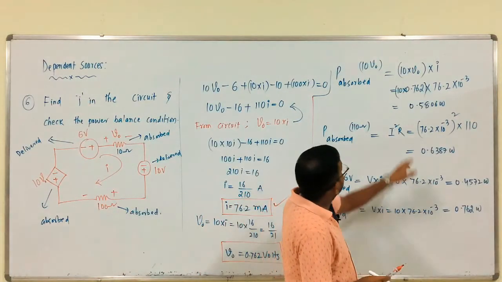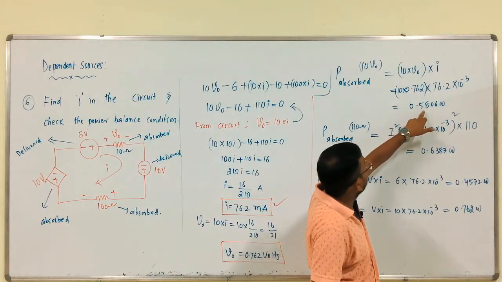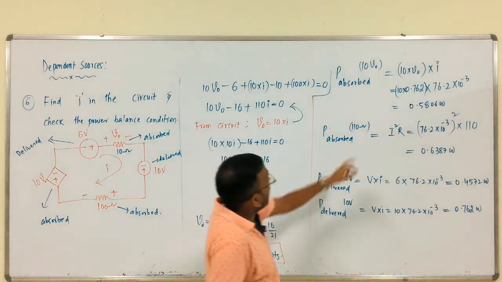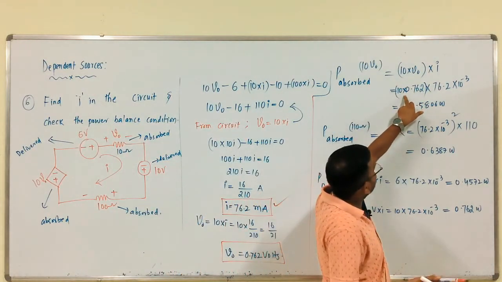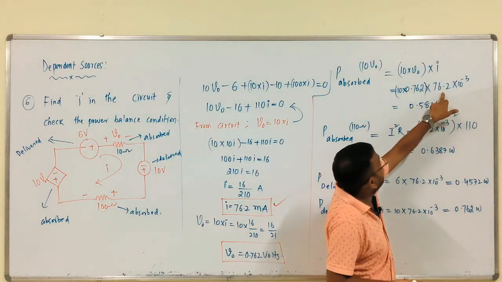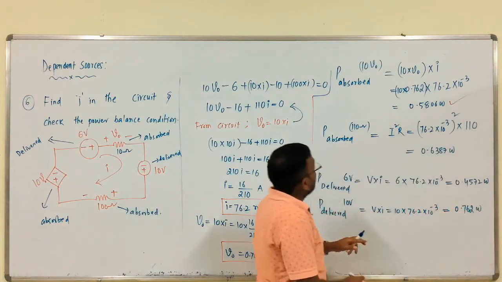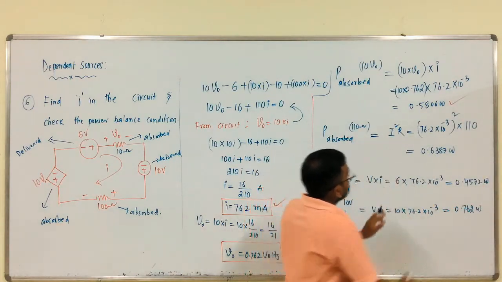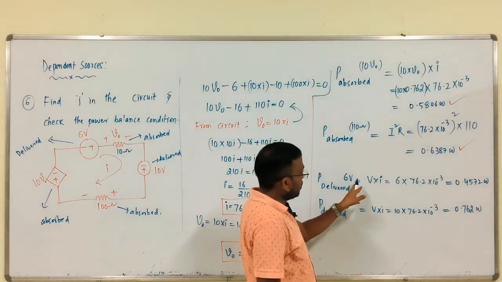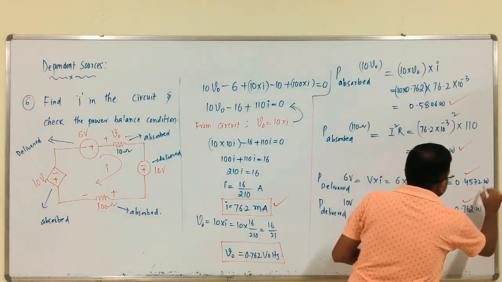I got the answers. The power absorbed by the 10 volts dependent source is 0.5806. See, V naught is nothing but 0.762. We have 10 into V naught, you just have to modify this: 10 into 0.762 into 76.2 into 10 power minus 3, that is 0.5806 watts. With respect to 110 ohms, that is 0.366387. With respect to 6 volts, 0.4572. With respect to 10 volts, 0.762.